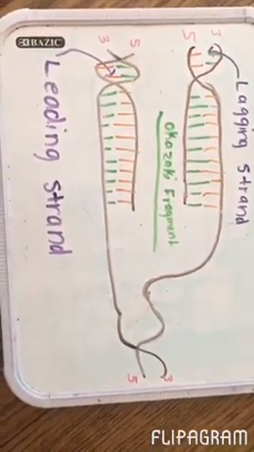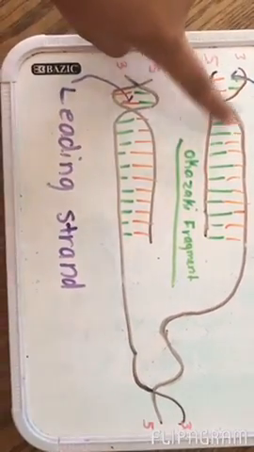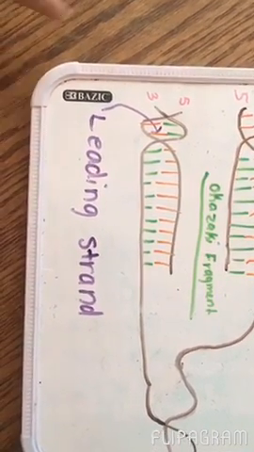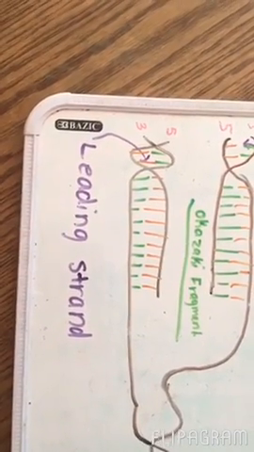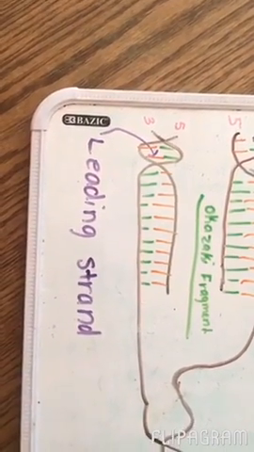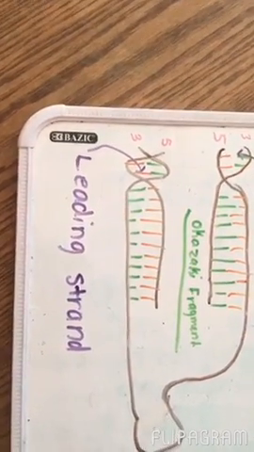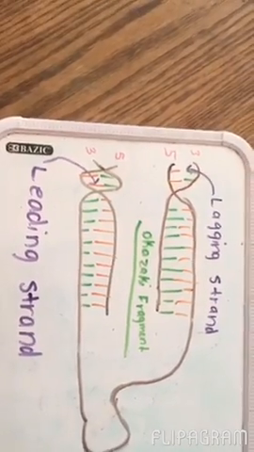Okay, one of these is called the leading strand, and the other one is called the lagging strand. The leading strand is replicated continuously in the 3 to 5 direction, and the lagging strand is replicated discontinuously in short sections. These sections are called Okazaki fragments, and they are short lengths of DNA.